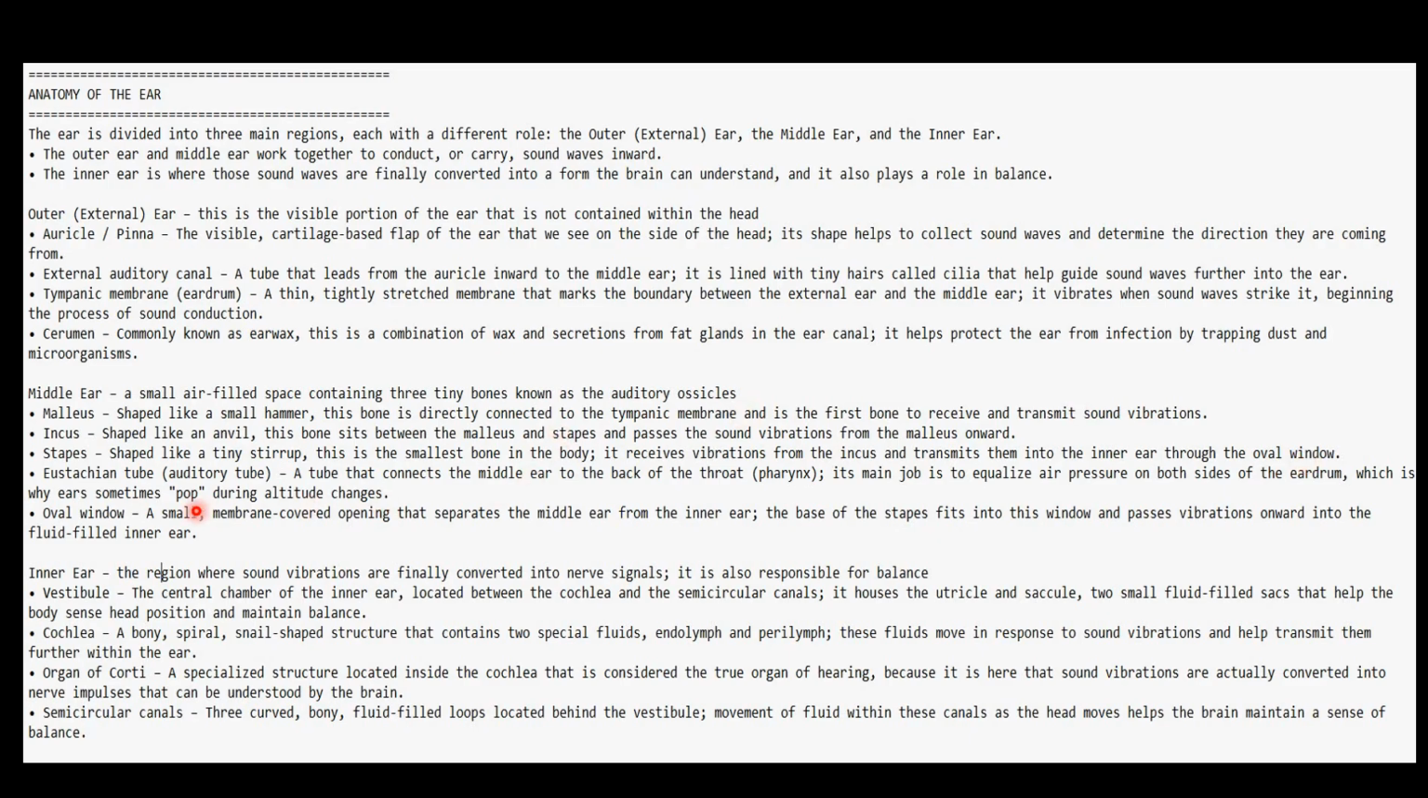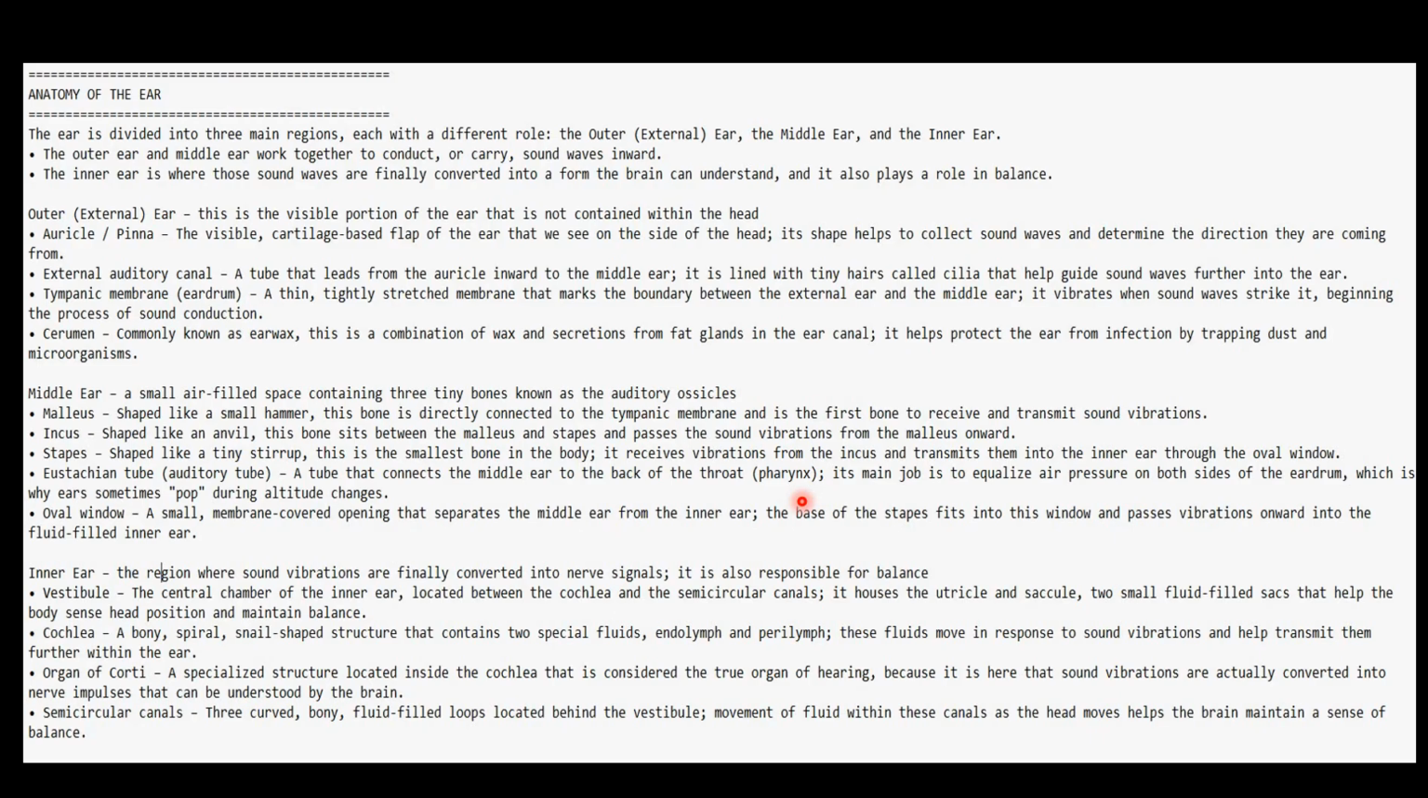Okay, after that we have another thing, that is the Eustachian tube, which is also known as the auditory tube, and it is mainly a tube that connects the middle ear to the back of the throat, that is the pharynx. So sometimes in an interview they might ask you which tube connects the middle ear to the back of the throat. So you can simply answer that it's the Eustachian tube or the auditory tube.